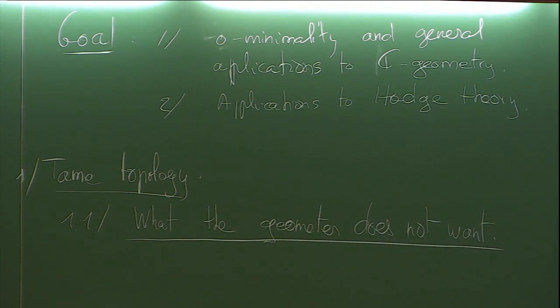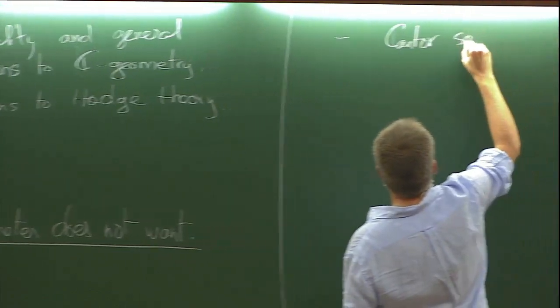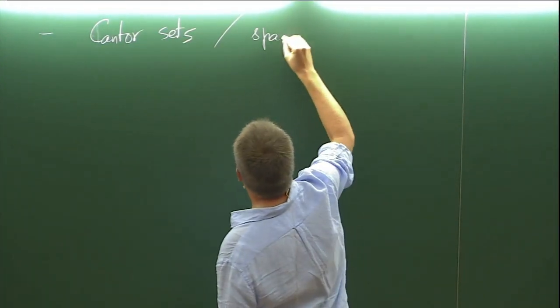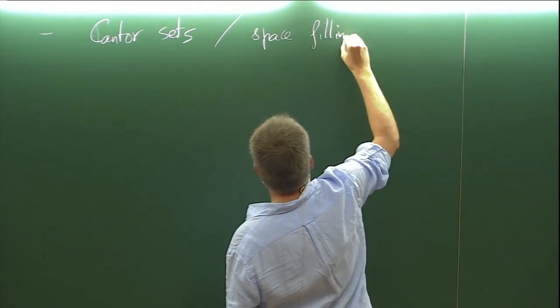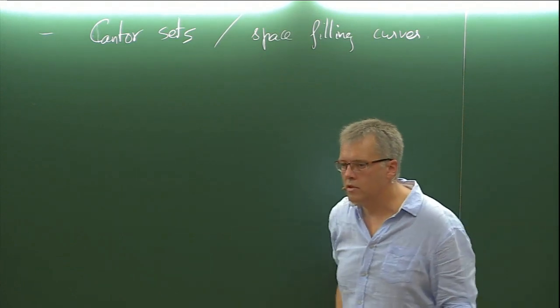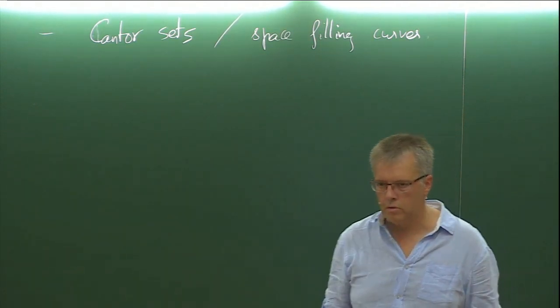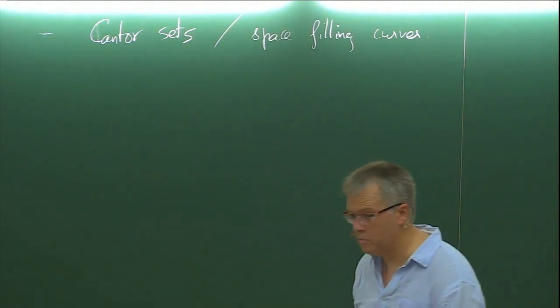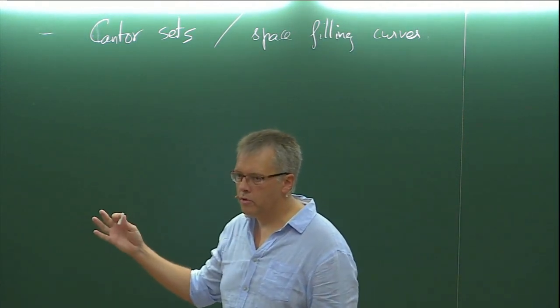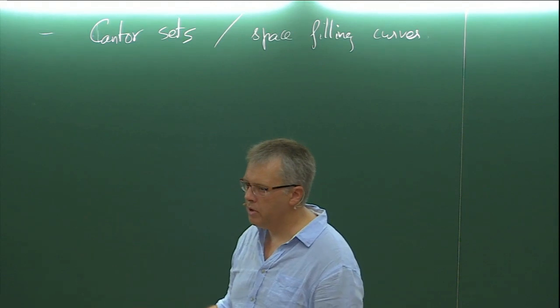Well, of course, you can think of very basic things that you learn when you are young, like Cantor sets, or space-filling curves. And then for the classical geometer, those things are pathologies that you don't want to really consider, at least for me. But in fact, the idea of tame topology deals with much more basic phenomena.